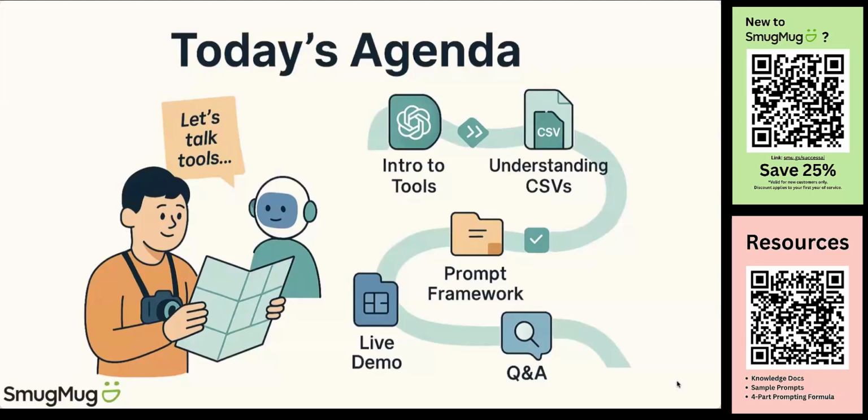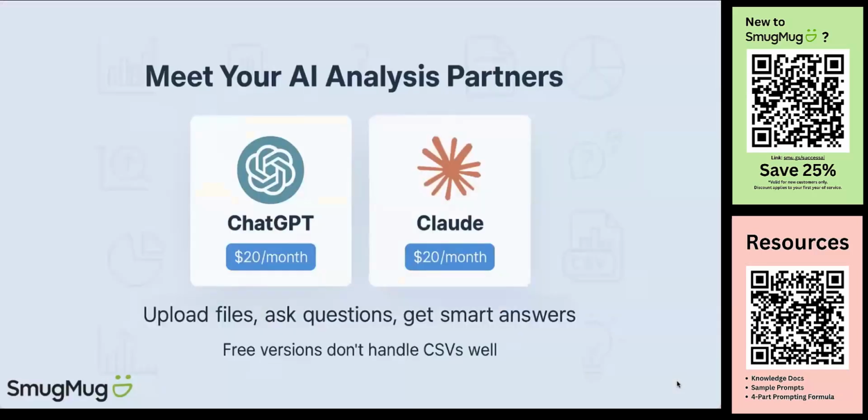So let's start off with some tools. AI can feel like a black box. So let me quickly introduce you to the two tools we'll be using today, and those are ChatGPT and Claude. Both tools let you upload files, ask questions, and get back surprisingly smart, well-organized answers. Something to note, the free versions of these tools don't handle CSVs well. They can do some basic tasks, but the type of analysis we're doing is computationally heavy. So if you want to follow along after the webinar, it's recommended that you subscribe to a paid plan.